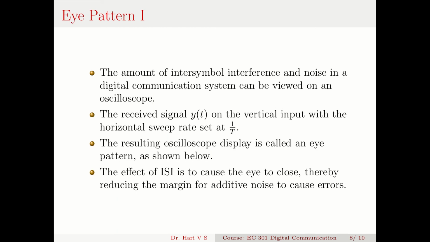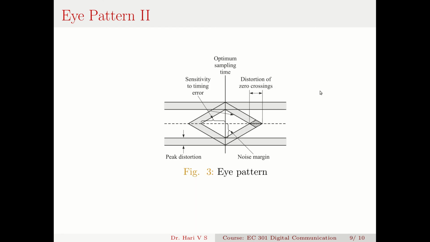Another concept before winding up is the eye pattern. The amount of intersymbol interference and noise in a digital communication system can be viewed on an oscilloscope. The received signal y(t), you remember the old diagram, can be displayed on the vertical input of the oscilloscope with a sweep rate set at 1 by T. The resulting oscilloscope display is called an eye pattern. So this eye pattern looks like this.